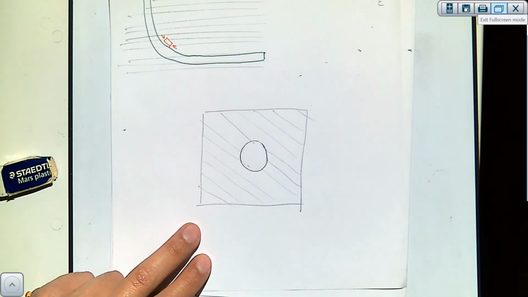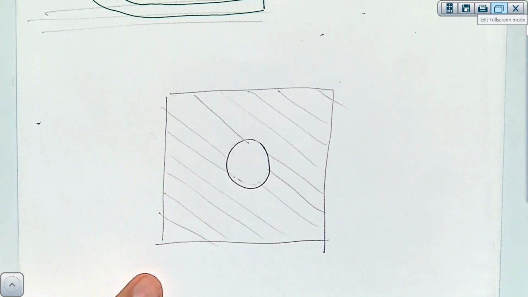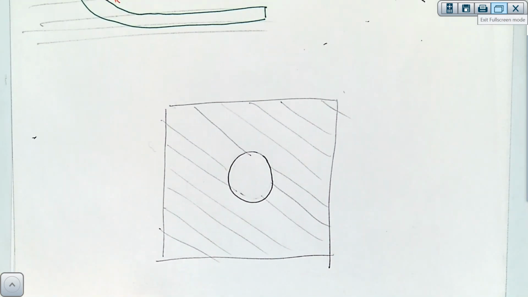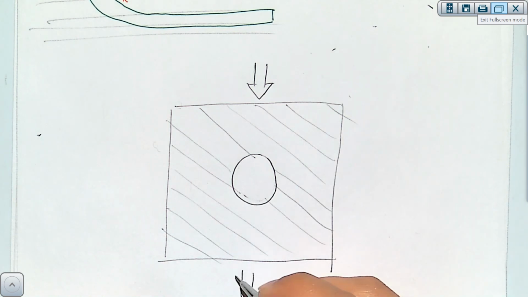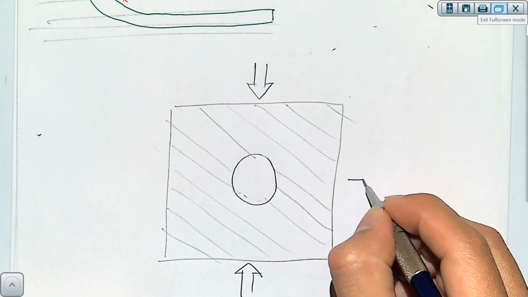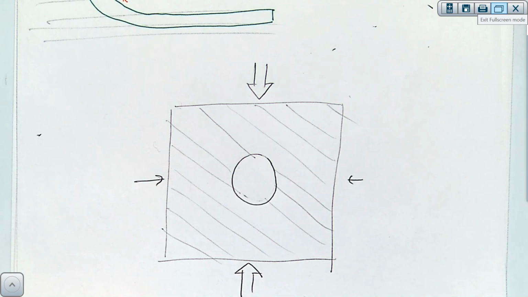Okay, so I have some bedding here in the rock, and let's say that I have the maximum stress in this direction, the minimum in there. According to the Kirsch equation, where should I have breakouts?